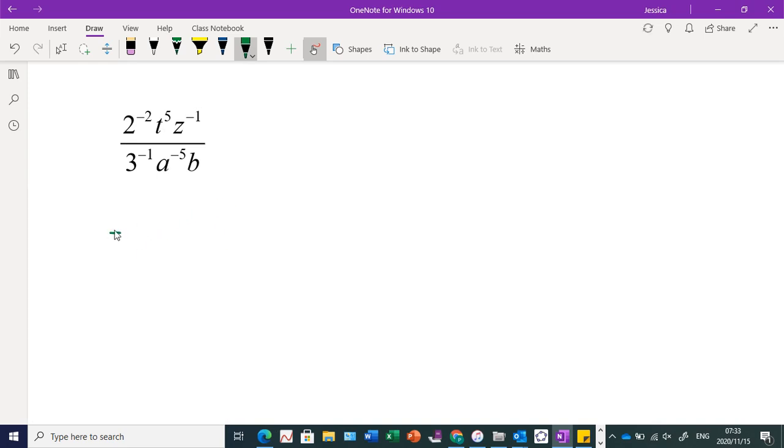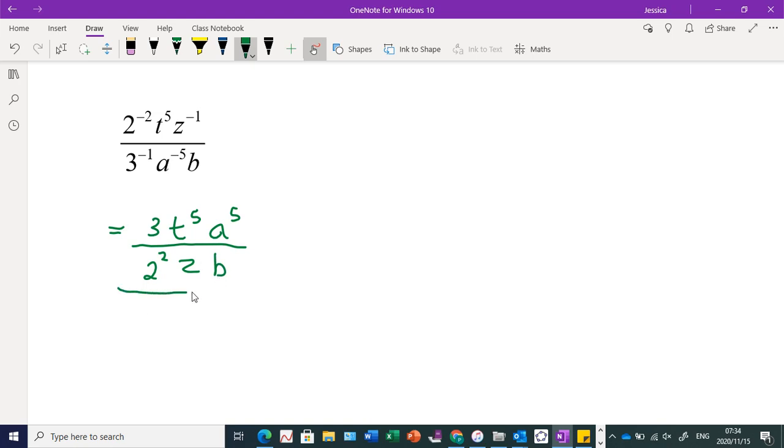So the t to the 5 can stay on the top because it already has a positive exponent. What I'm going to bring up to the top is the 3. And I'm also going to bring up the a and write that as a to the power of 5. On the denominator, I'll have 2 to the 2. I'll also have z, and I'll have b.